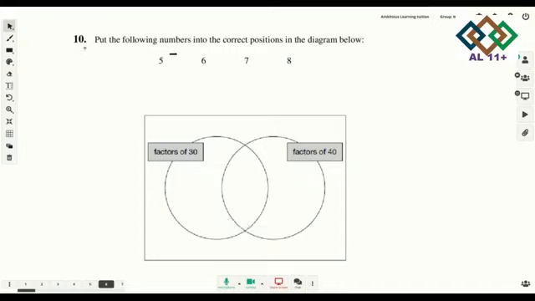Number 10, this is an easy one again. They are just telling you to put the following numbers into the correct position in the diagram below: 5, 6, 7, 8, factors of 30 and factors of 40. You should know what the factors are. And remember, the one here is the common factors.